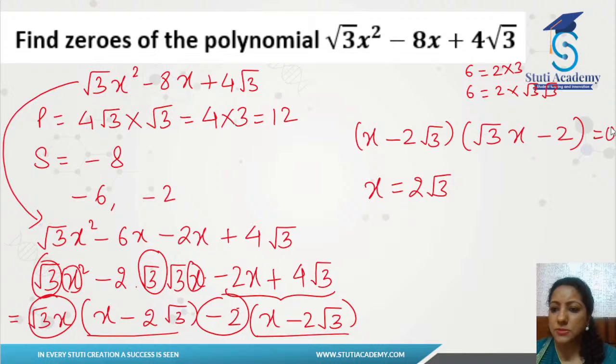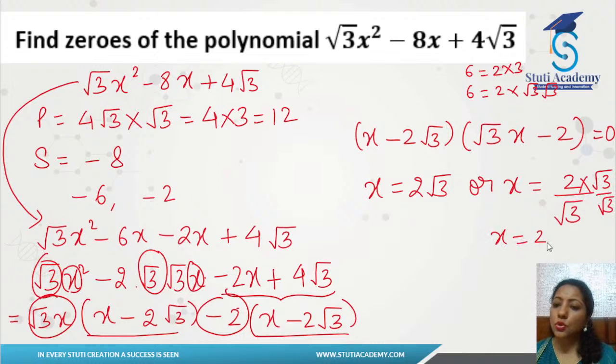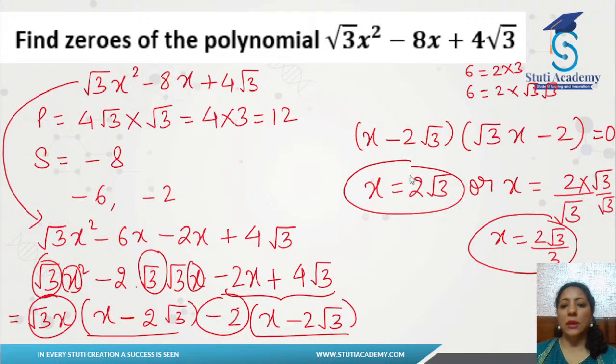So finally, the zeros of this polynomial: this is going to become 0 only when one of the brackets is 0. So we have x as 2 root 3 or we have x as 2 upon root 3. You can also rationalize this. If you multiply this by root 3 upon root 3, you are going to get x as 2 root 3 over 3. So these are the required values of x.